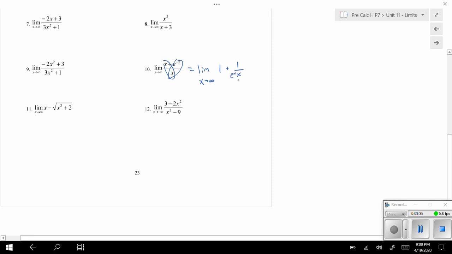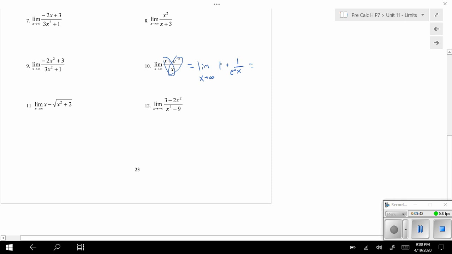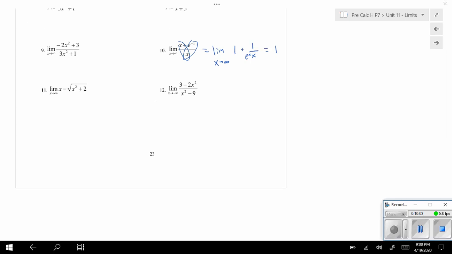All right, so if I think about this, if I plug in a ridiculously large number, the 1 is just 1. If I plug in a really big number, 1 over e to the infinity, the denominator here is getting massively large really fast. So that's really like 1 plus 0. So that one again tends towards 0. Which means the answer to this is going to be 1 plus 0, so 1.